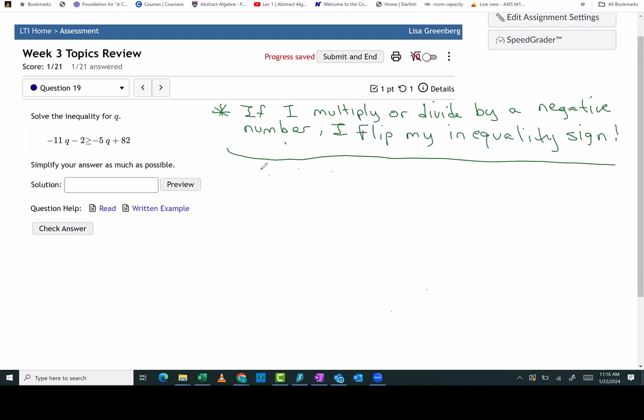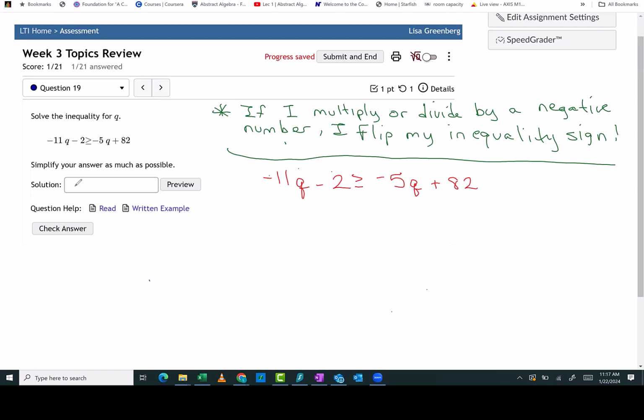This one looks a little more complicated. I don't think it is, but we'll do this anyway. I start with negative 11q minus 2 is greater than or equal to negative 5q plus 82. And I solve it exactly the same way I would solve any equation. I need the q's all on the same side. I could choose which side I'm going to put the q's on. And I also can choose, do I want in the end for it to be positive or negative?